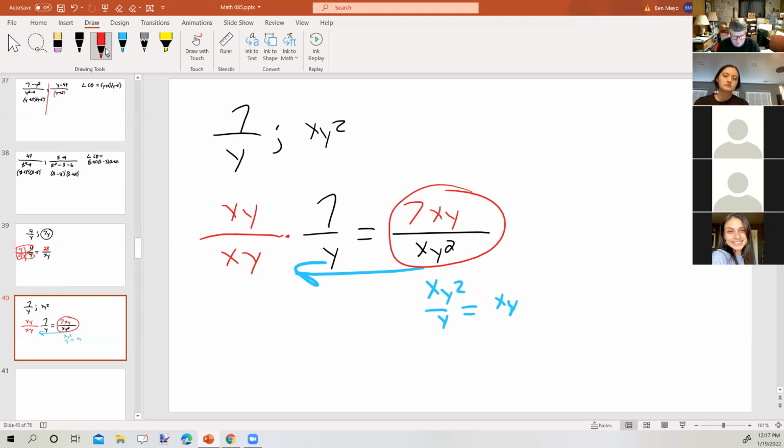Okay. What's missing? You need that on the bottom to get the new bottom. You need it on the top to get the new top. Okay.